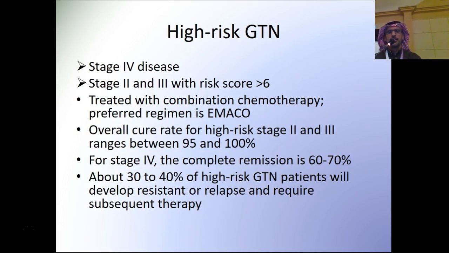High-risk GTN includes stage 4 disease, or stage 2 and 3 with a risk score more than 6. It is usually treated with a combination chemotherapy, and the preferred regimen is EMA-CO. The overall cure rate for the high-risk stage 2 and 3 ranges between 95 to 100%. For stage 4, complete remission is achieved in 60 to 70%. Still, about 30 to 40% of the high-risk GTN patients will develop resistance or relapse and require subsequent combination chemotherapy or surgery.